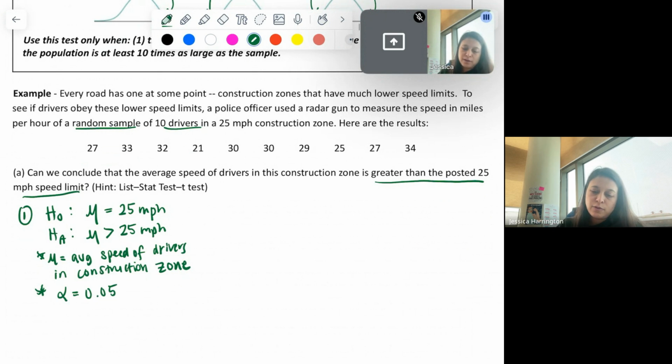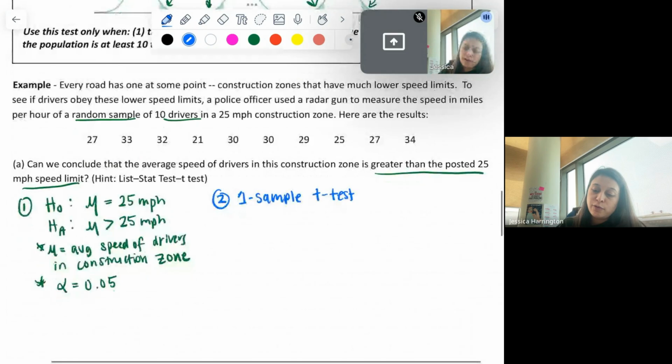All right, so now let's go over here. Step 2, what test are we doing? We are going to do a one sample t-test. Why? Because we only have one sample of data and we don't know the standard deviation of the population. So it's a one sample t-test. I'll write it like that. It always looks different. For means. Okay. And then now that we know we're going to do that test, we have to check conditions.